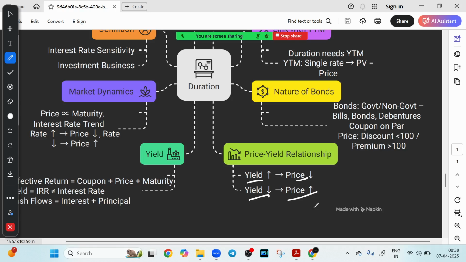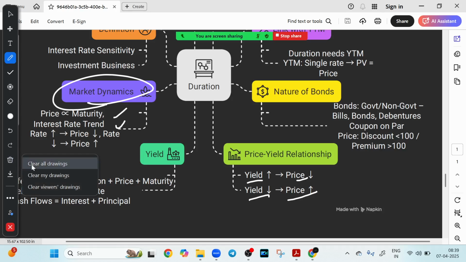So this inverse relationship forms the basis of most bond trading strategy, and duration helps quantify that effect. If you look at the market dynamic on the right, on the left side, what does it mean? So basically, real world impact: bond price moves with maturity, right? And also interest rate trend. Why? Because when rate is increasing, price is decreasing. When rate drops, price increases. So duration helps you navigate this market wave confidently.